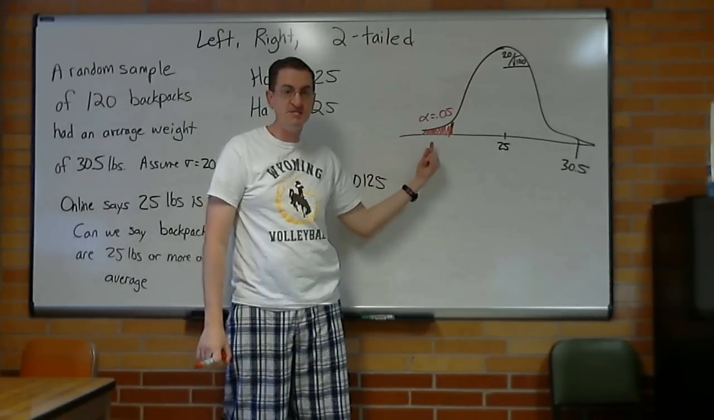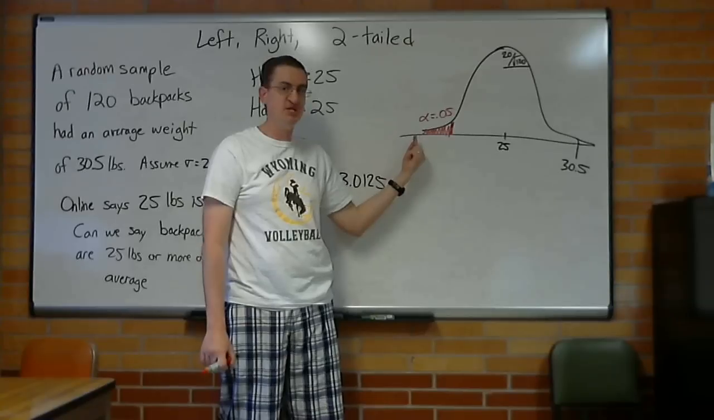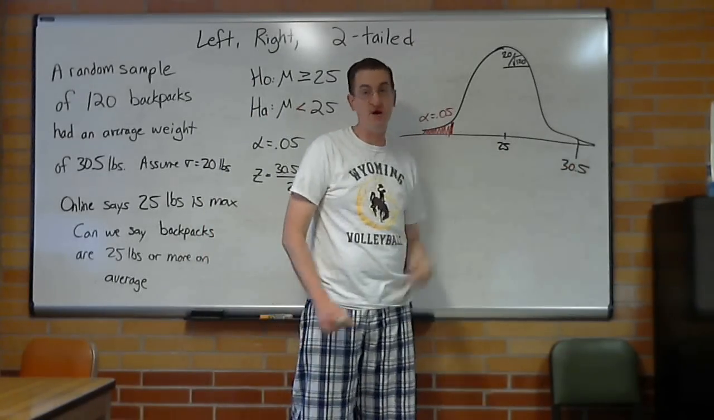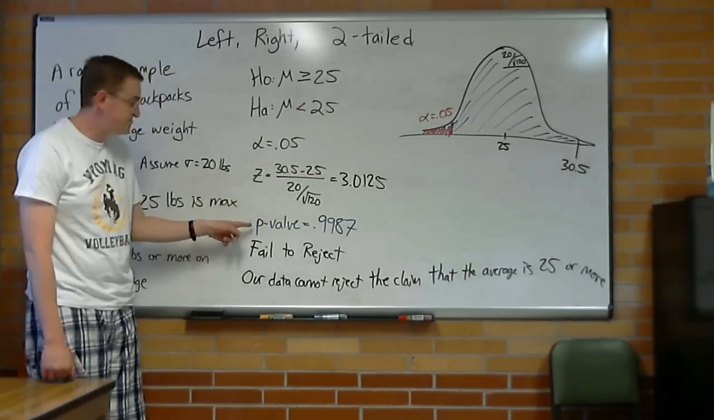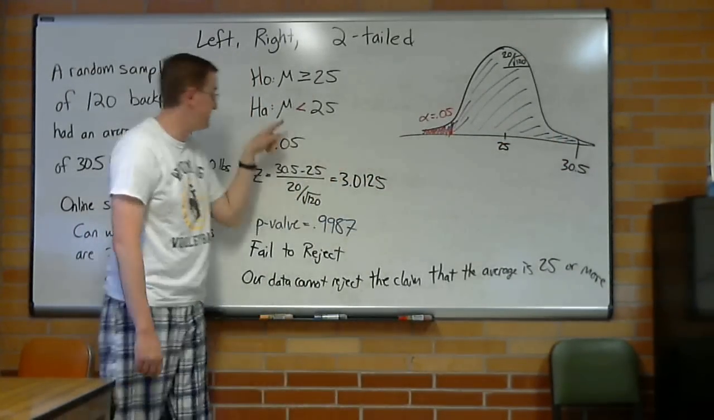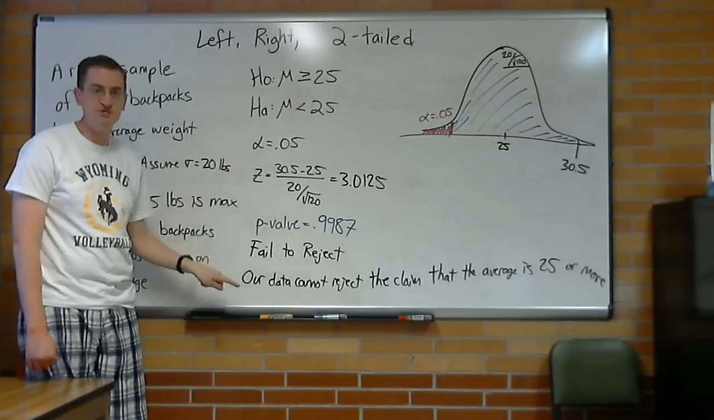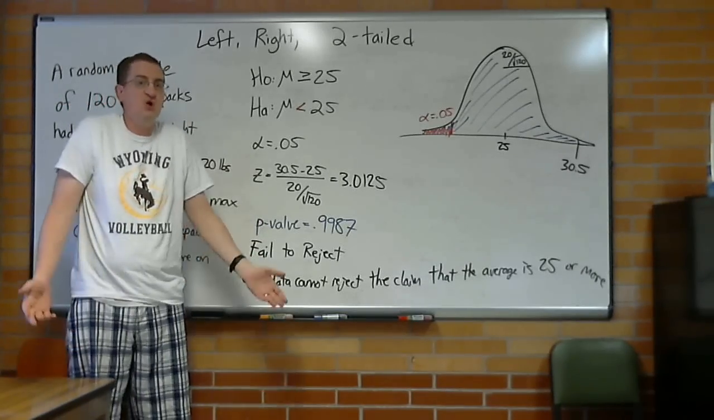If x bar lands in the red, I will reject my null. It did not land anywhere near the red. It is clear over there, which means my p-value is really big, 0.99870. And so our p-value is going to be from here all the way to the left because it's left-tailed, and that means fail to reject. We cannot show that the claim of 25 or more is wrong.